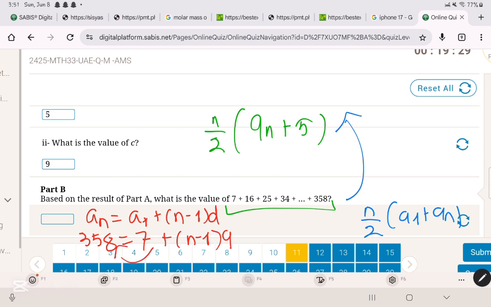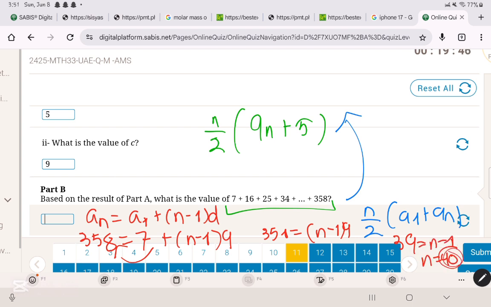Move this to the other side. 358 minus 7 is 351. 351 is equal to n minus 1 times 9, divided by 9 is 39. So 39 is equal to n minus 1. n is equal to 40.